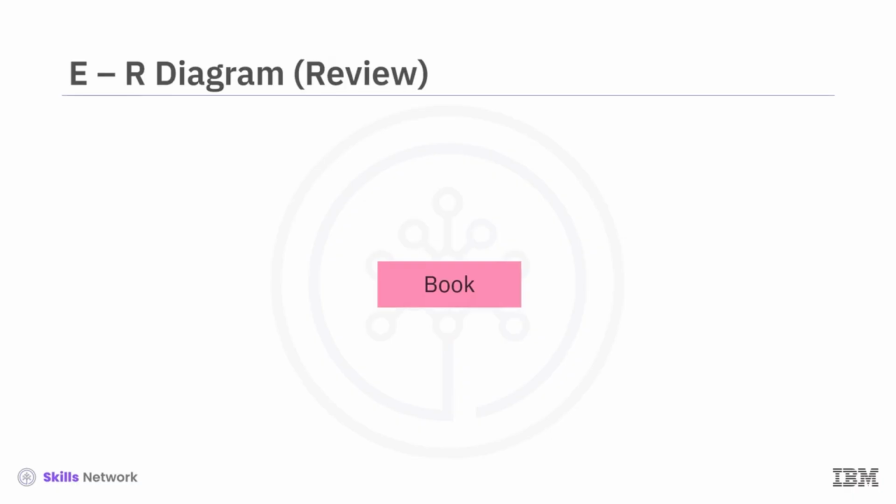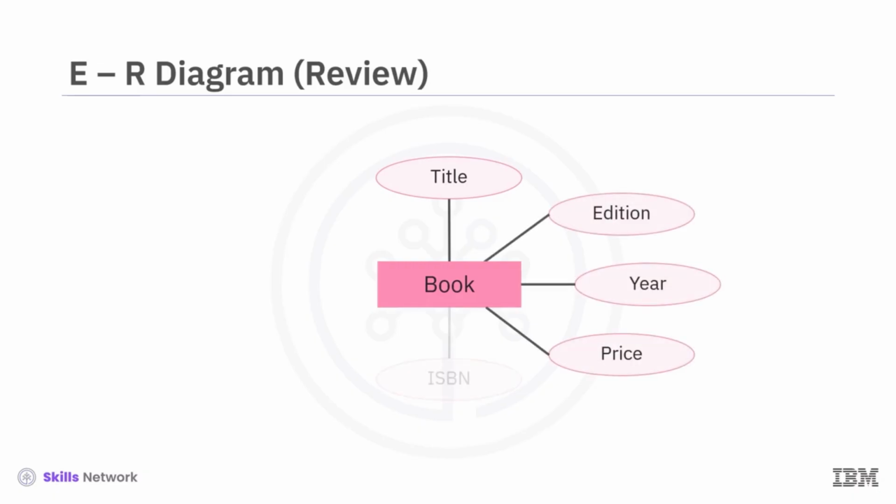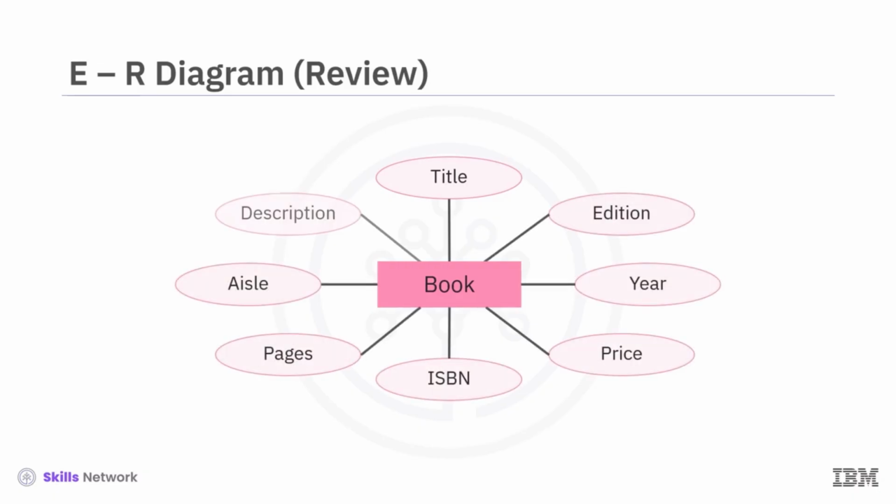In this example, the entity book is shown in a rectangle, and the attributes are shown in oval. Attributes are certain properties of that entity, for example, title, edition, year, price, and so on. Each attribute connects to exactly one entity.